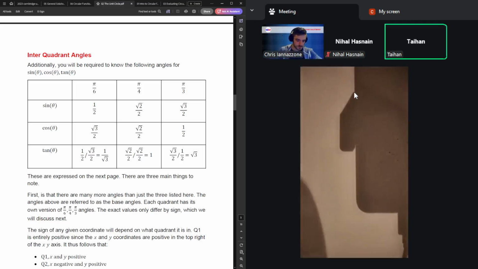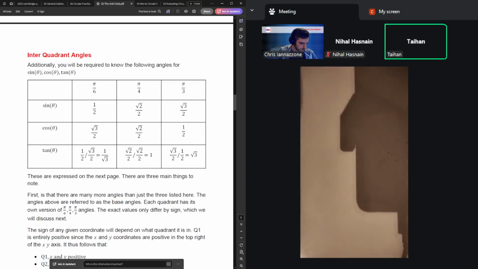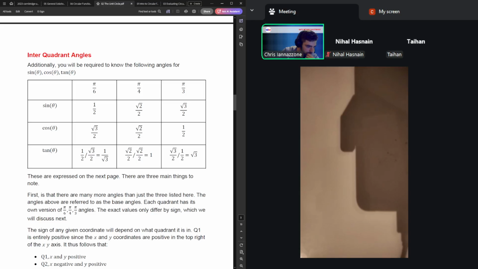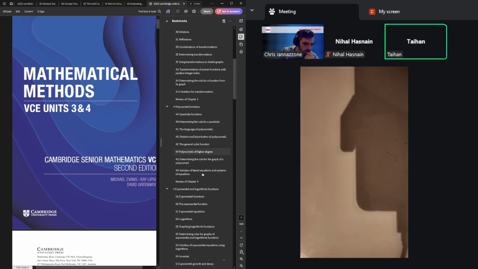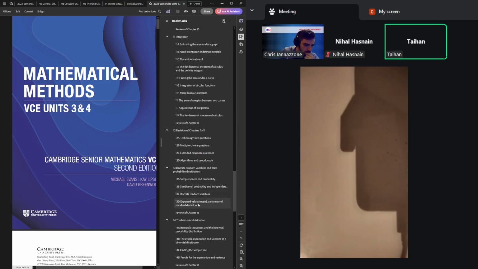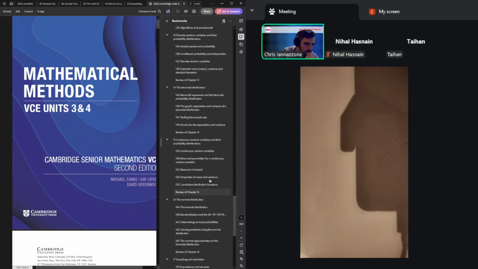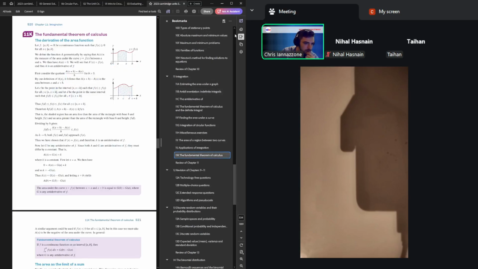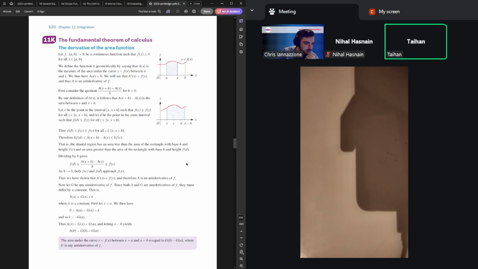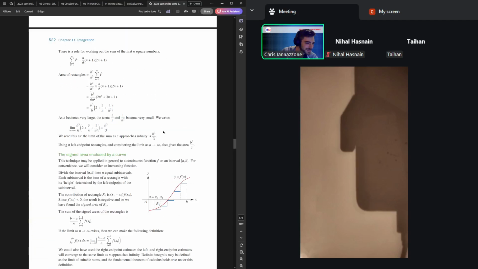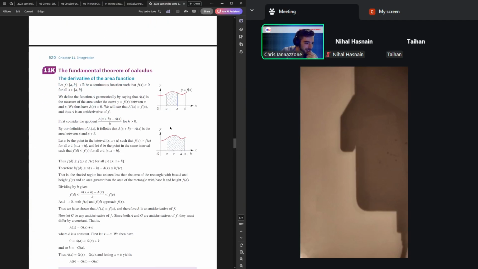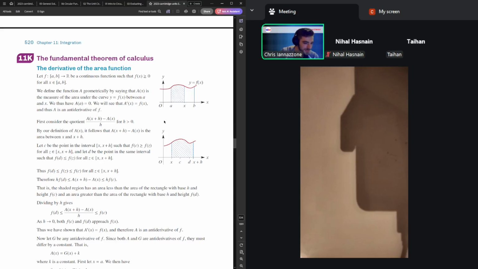Yeah, it was from the 3-4 textbook, the 11K. Is that average value? It's fundamental theorem of calculus. Oh, does that even have questions? No, I just wasn't. Yeah, it was that page. I just didn't understand it. Yeah, the first page, like where it said 11K. To be fair, I don't even know if I've read this for a while.